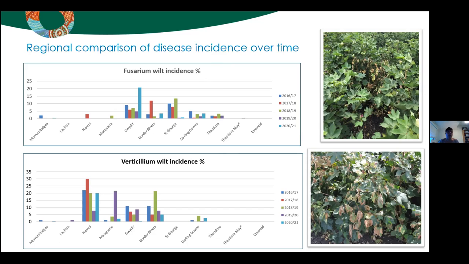We look at the disease triangle with the environment and varieties and a whole range of things to try and understand why there are increases in a region for the particular diseases. And this very much directs the funding that we get for what pathogen we need to work on.